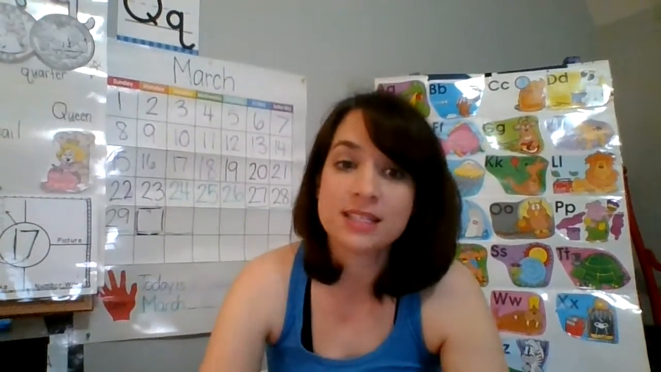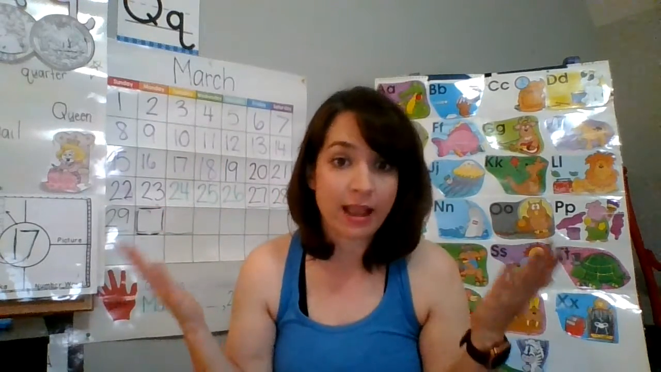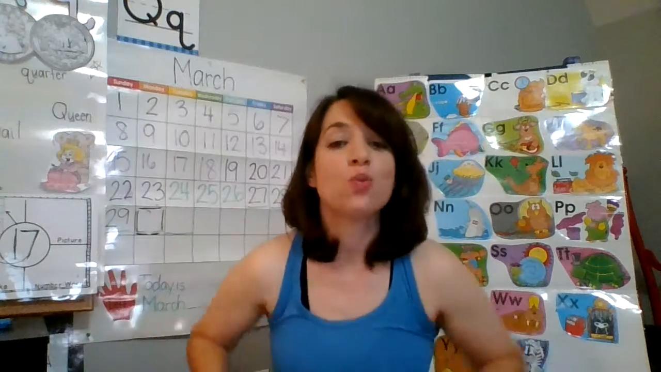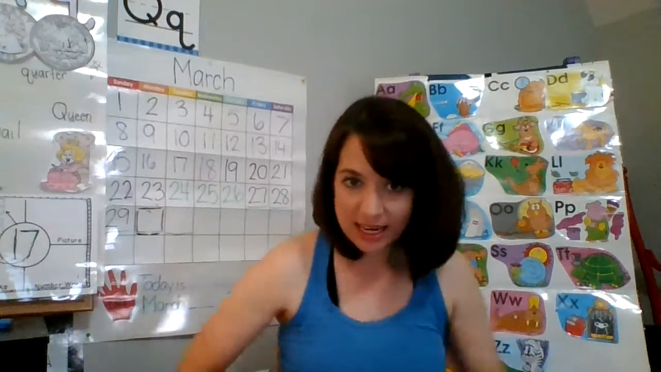Oh, very good. All right, we know it's March, and March is one out of how many months in the year? How many months altogether? 12. Very good. All right, we got to sing our months of the year. Are you ready? Shake it out.